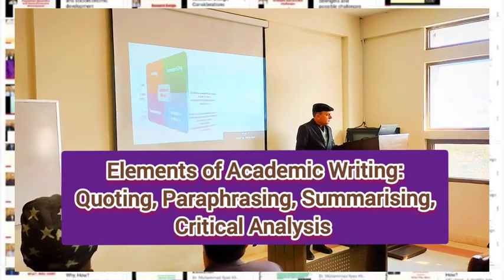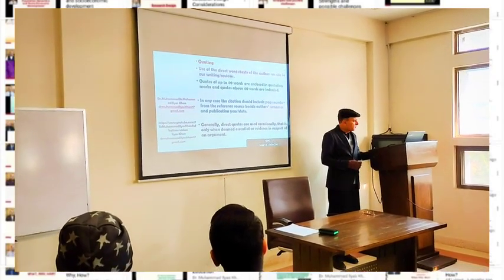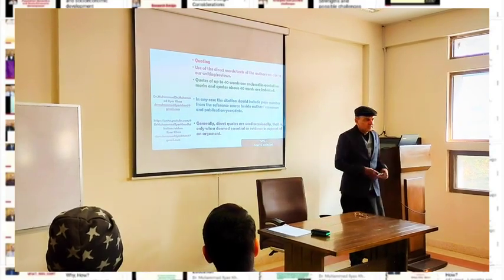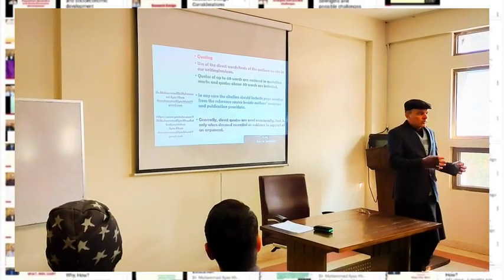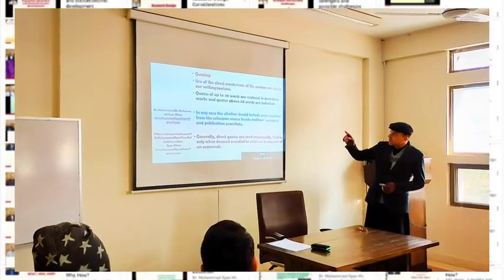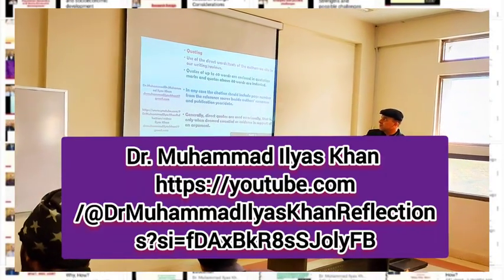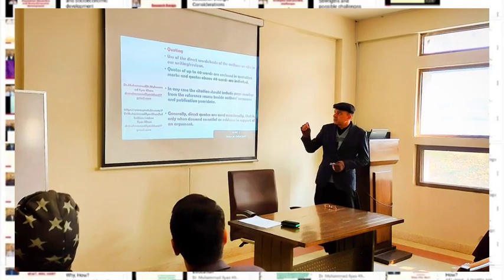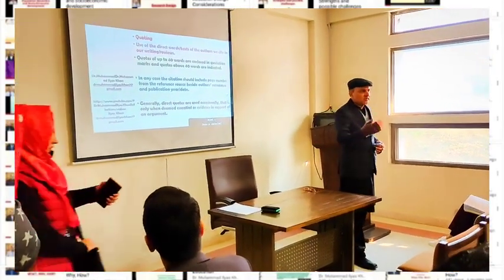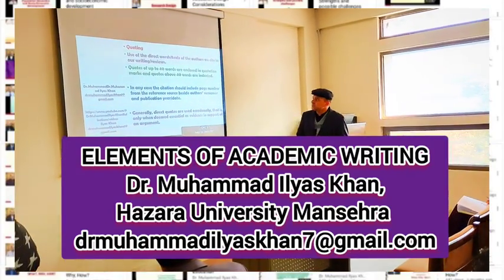Now, here are some examples. Number one, quoting. What is a quote, and how do we make use of quotes in our academic writing? A quote is basically the use of direct words or texts of the authors we cite in our writing or review. So that's the first thing. A quote is the direct words of others that we make use of in our academic writing.